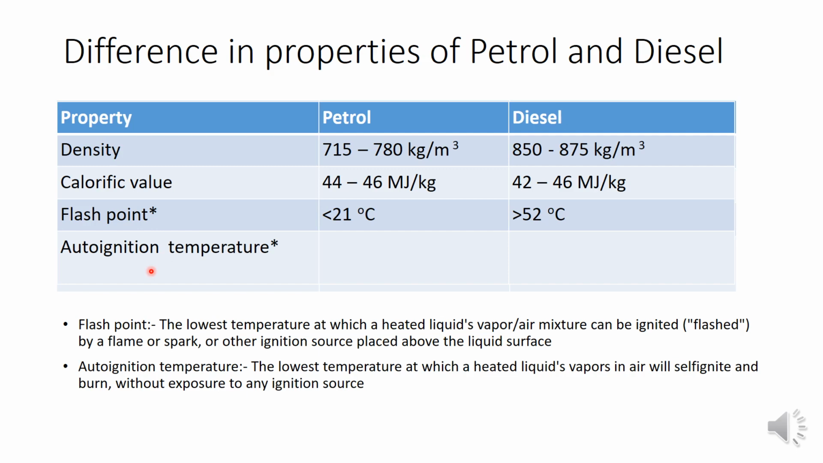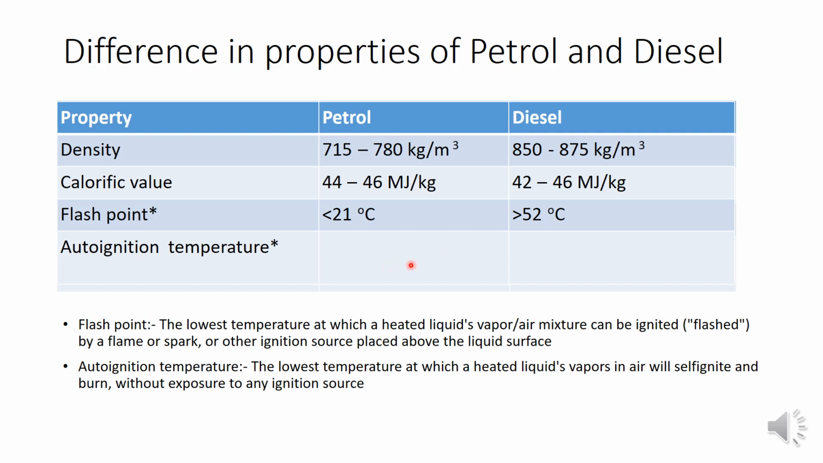And finally we have auto ignition temperature. What do you mean by auto ignition temperature? Auto ignition temperature is the lowest temperature at which the heated liquid vapor will self-ignite without any ignition source. So just differentiate flash point and auto ignition temperature. In auto ignition temperature, we are not introducing any flame or spark or any other external ignition source, but we are simply increasing the temperature only.